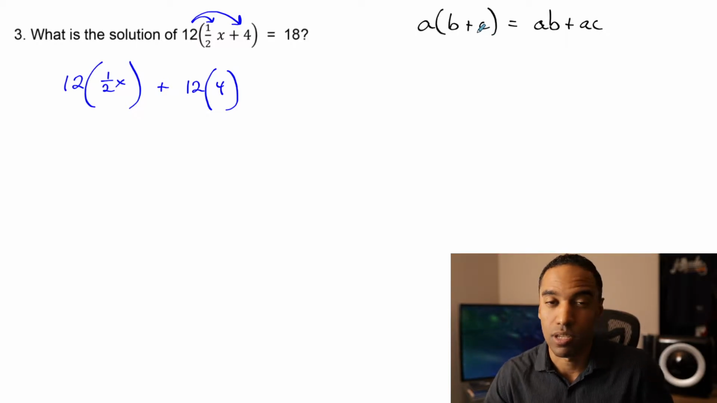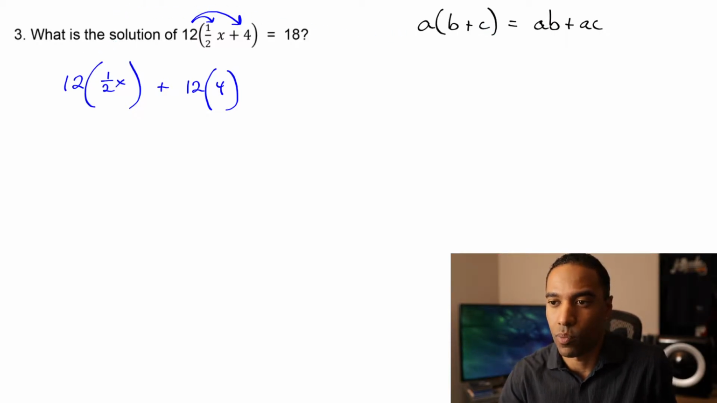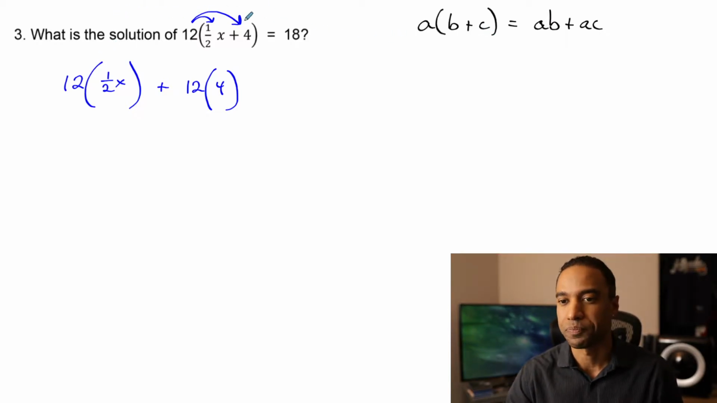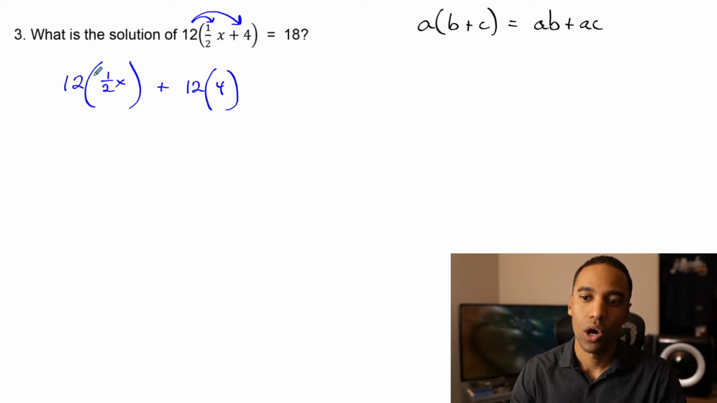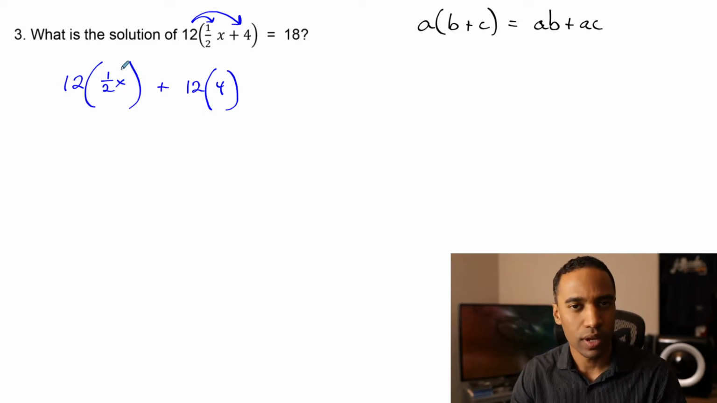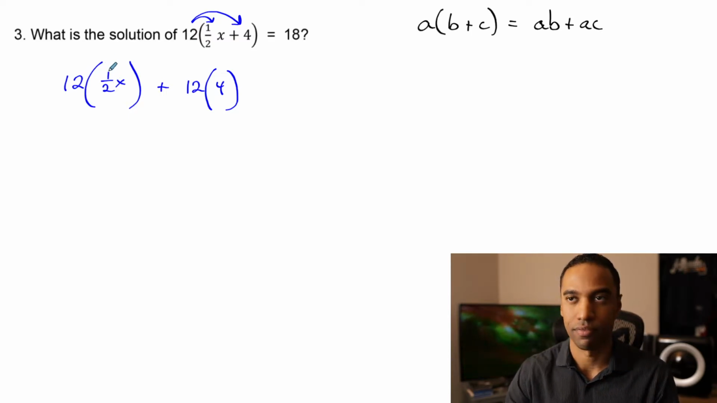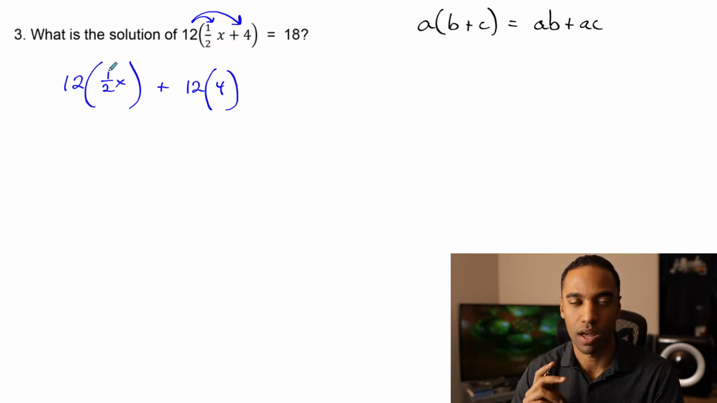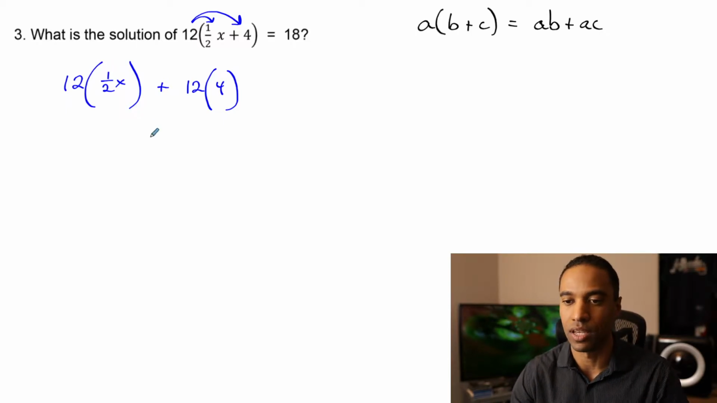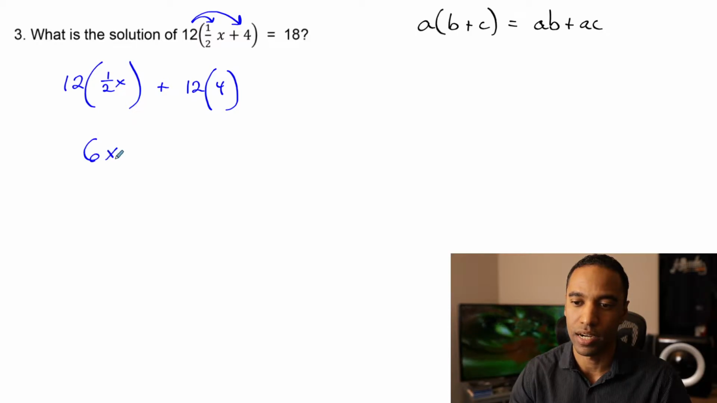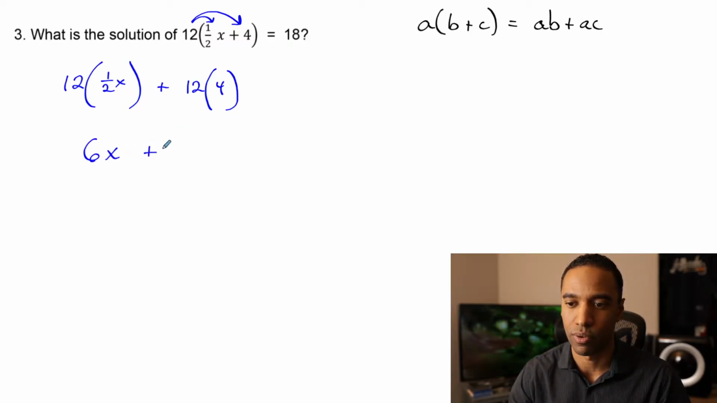And maybe we're going to run into some negative things to distribute along the way as well. It can get a little tricky. Okay, what's 12 times 1/2 x? Ignore the x for a moment. That's going to stay there. This is 12 times 1/2 times x. What's 12 times 1/2? 12 times 1/2 is half of 12. 12 divided by 2 is 6. So we're going to get 6x right here, and 12 times 4 is 48. So I got 6x plus 48 on the left side.